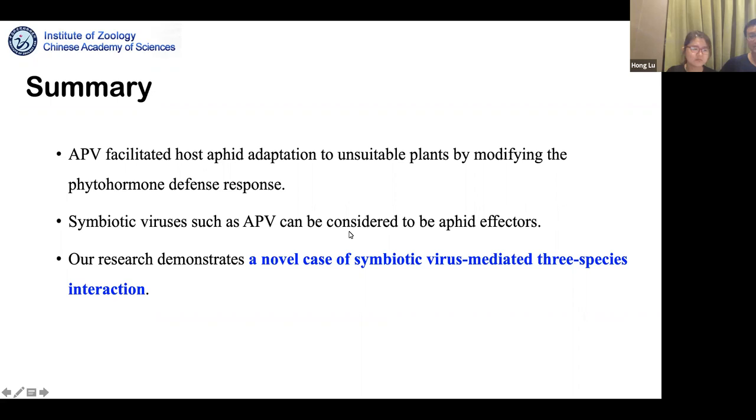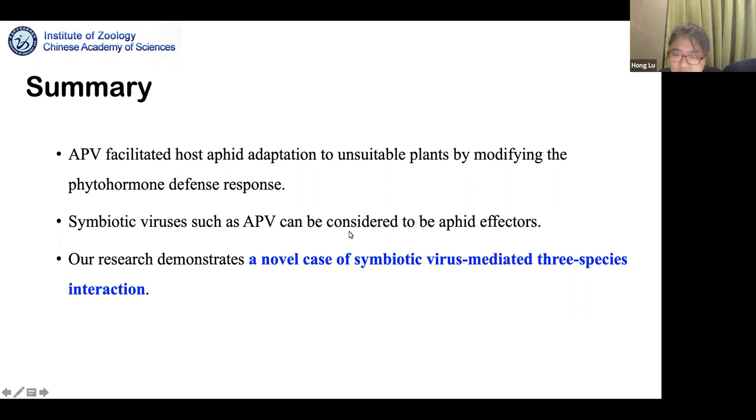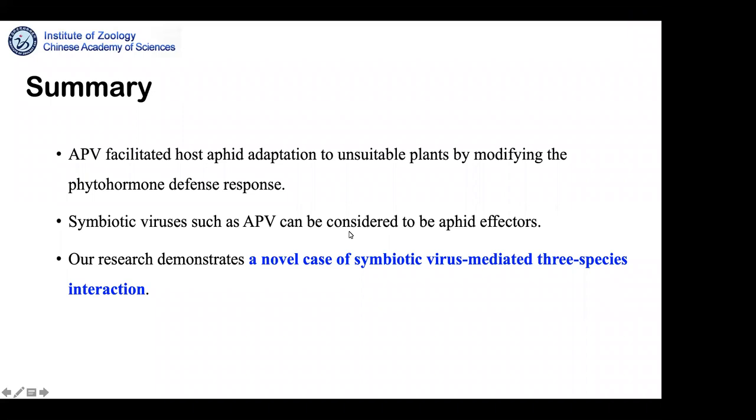Have we missed any more questions? I think we have. Jay, maybe I have a question for Hong. Yes, please do. So Hong, you found that APV infection of aphids decreases the GA in the plants. But without APV virus, aphids do not decrease the GA level. So that means the APV somehow did this job.